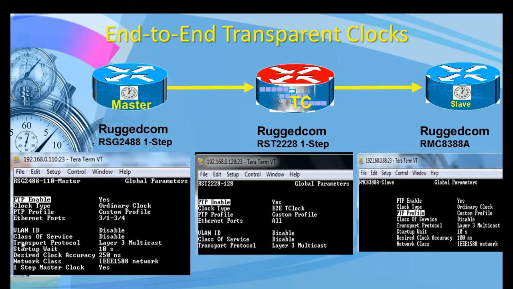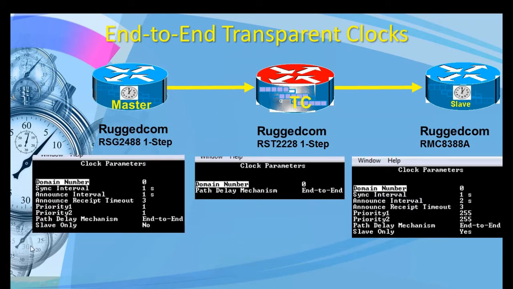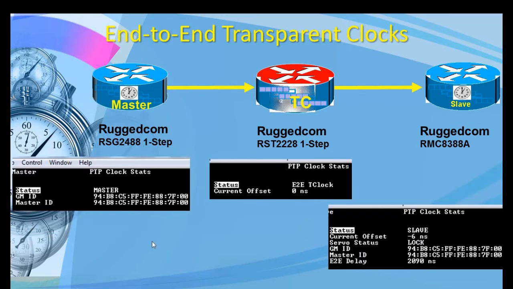For the transport protocol, we use layer 3 multicast on all three devices. For the delay mechanism, we configure end-to-end on all three devices. After the devices are configured, we can check the clock status on all devices. The first device is running as master, the second as end-to-end transparent clock, and the third as slave. The current offset from master is -6 nanoseconds, which means the slave clock is already synchronized with the master.